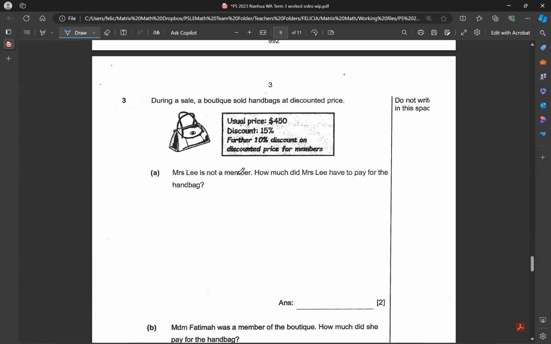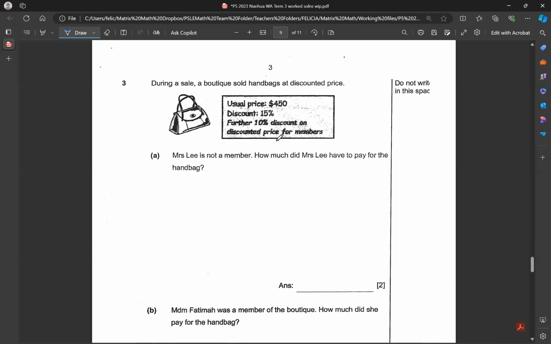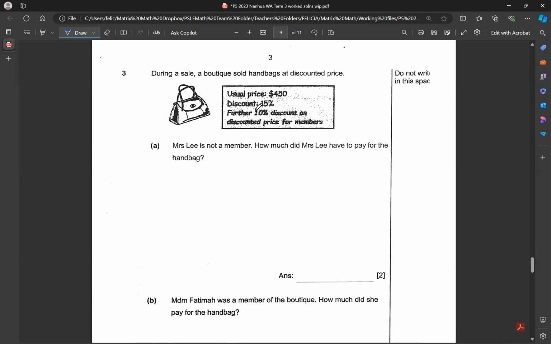Correct. So Mrs. Lee is not a member. How much did she have to pay for the handbag? She's not a member, which also means she only enjoys the 15% discount. Now, the usual price is given. You just need to find the new percentage that she needs to pay. Simply use 100% minus 15%. So she pays 85% of the usual price.